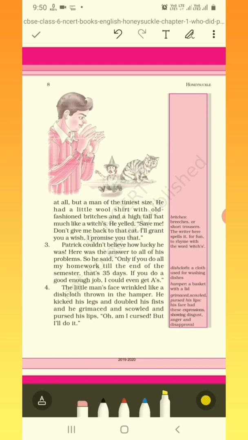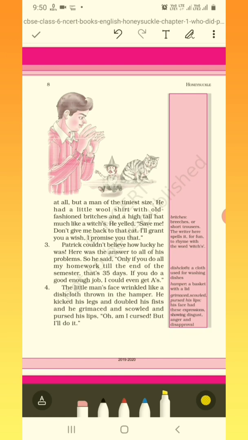Okay. And as though he was in big trouble, he yelled, Save me! Don't give me back to that cat. I'll grant you a wish. I promise you that. Okay. So these words were spoken by whom? These words were spoken by none other than the elf himself, the tiny man.